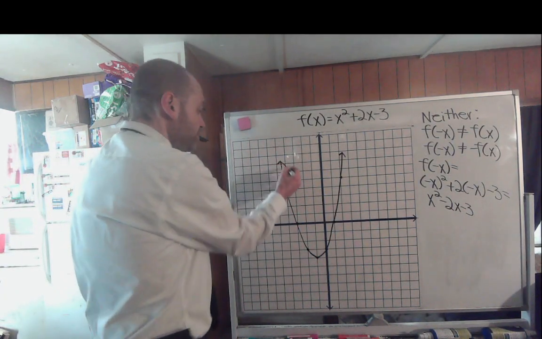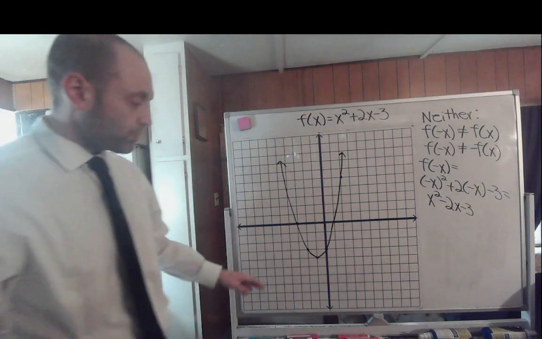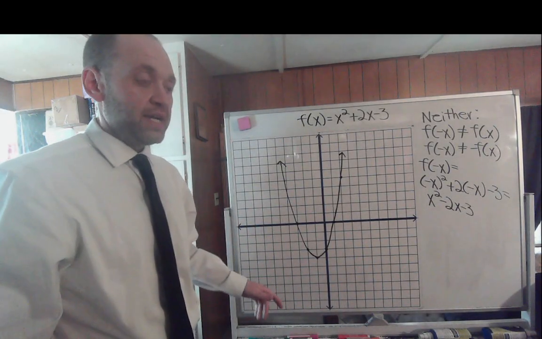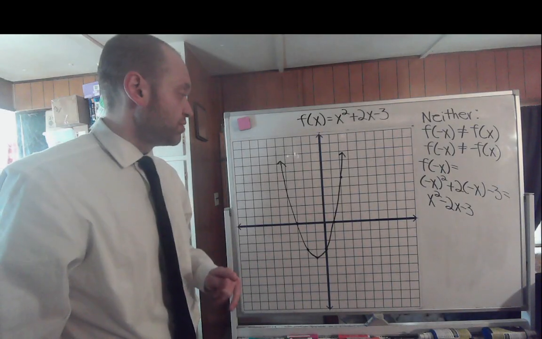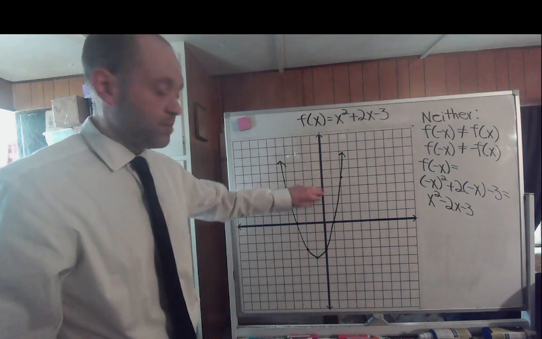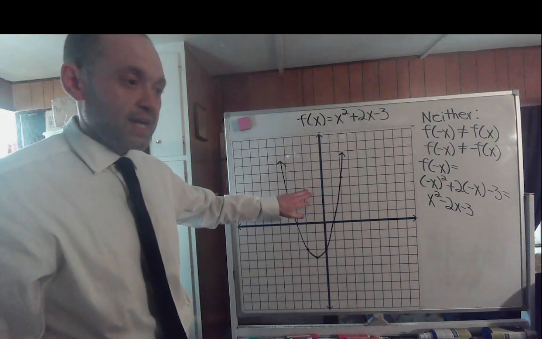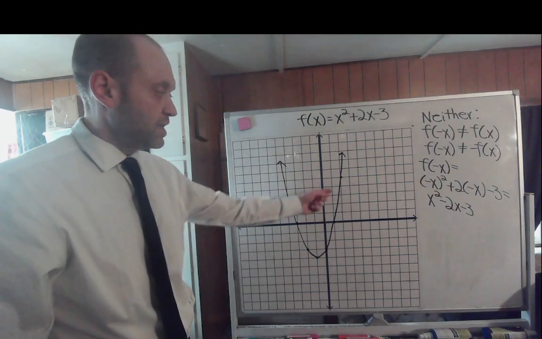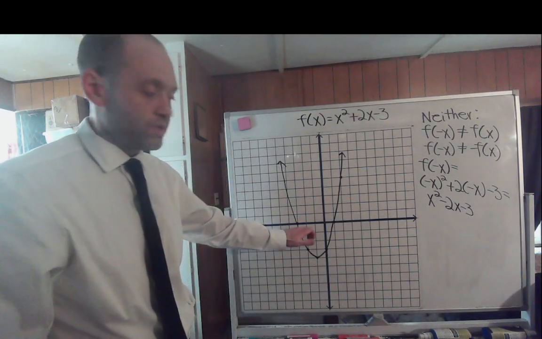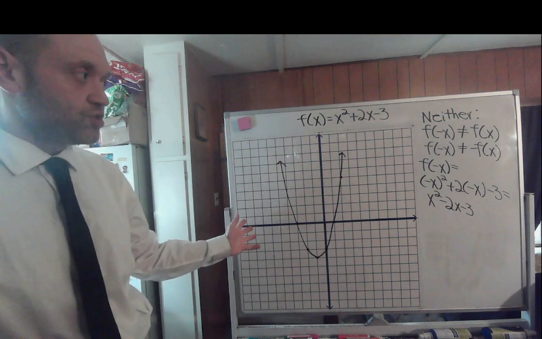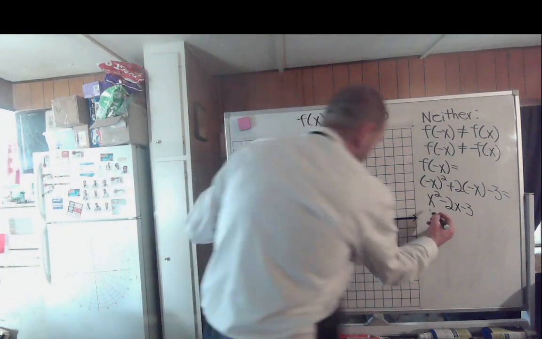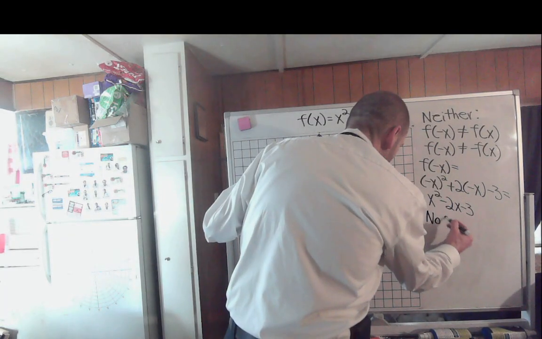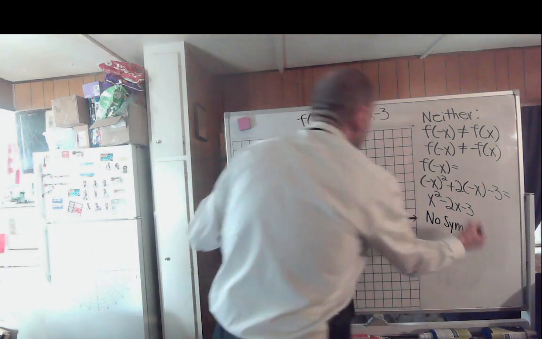And it's true, you get a parabola. A parabola by nature is symmetric with itself, but it has no symmetry with either the origin or the y-axis, right? You can't fold it evenly over the y-axis or the origin. There's no symmetry. So actually I should write that. There's no symmetry also if it's neither.